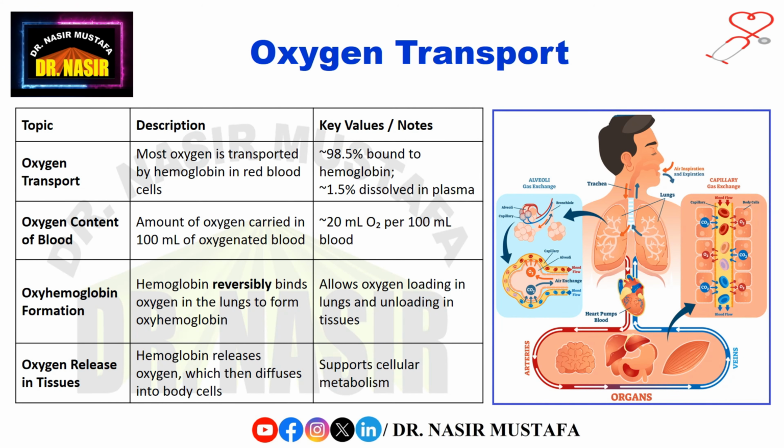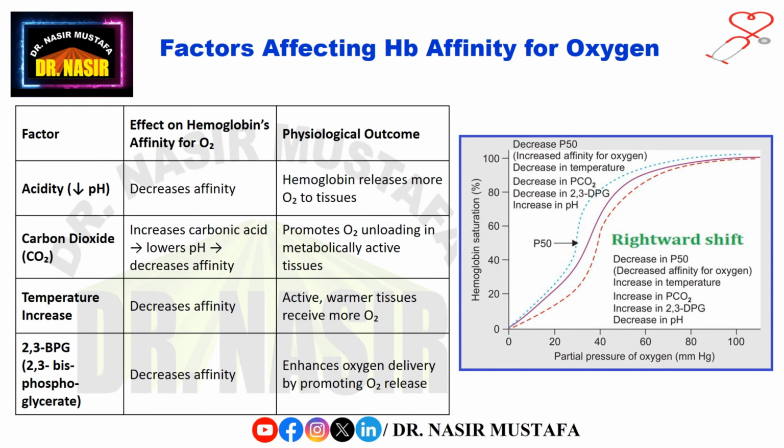Several factors affect hemoglobin's affinity for oxygen. Acidity increases oxygen release. Carbon dioxide increases the formation of carbonic acid, lowering pH and promoting oxygen unloading. Increased temperature reduces affinity, allowing active tissues to receive more oxygen. 2,3-bisphosphoglycerate, produced during red blood cell metabolism, reduces hemoglobin's affinity for oxygen, enhancing oxygen delivery.